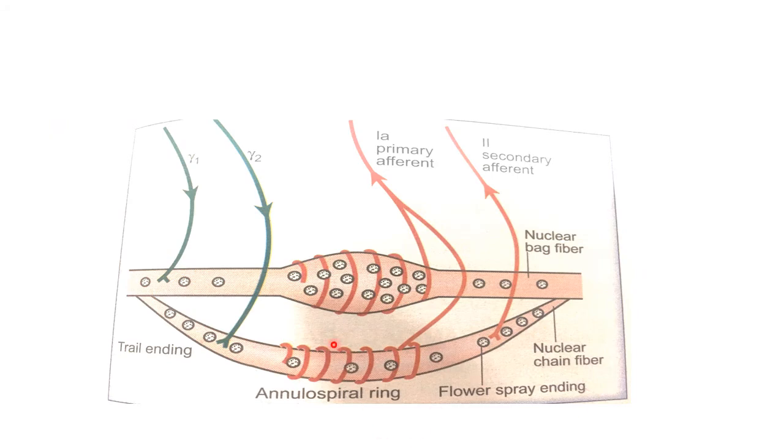Again, in this diagram you will find type 1A and group 2. These are the afferents, and the green one is the motor efferent. And these are intrafusal fibers and the alpha motor neuron. The relay of this controls the extrafusal fibers, while the gamma motor neuron is responsible for this.